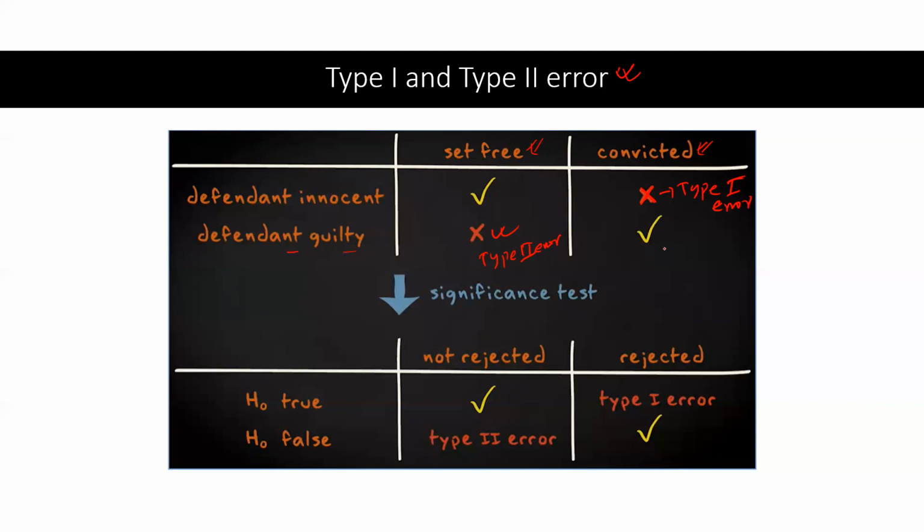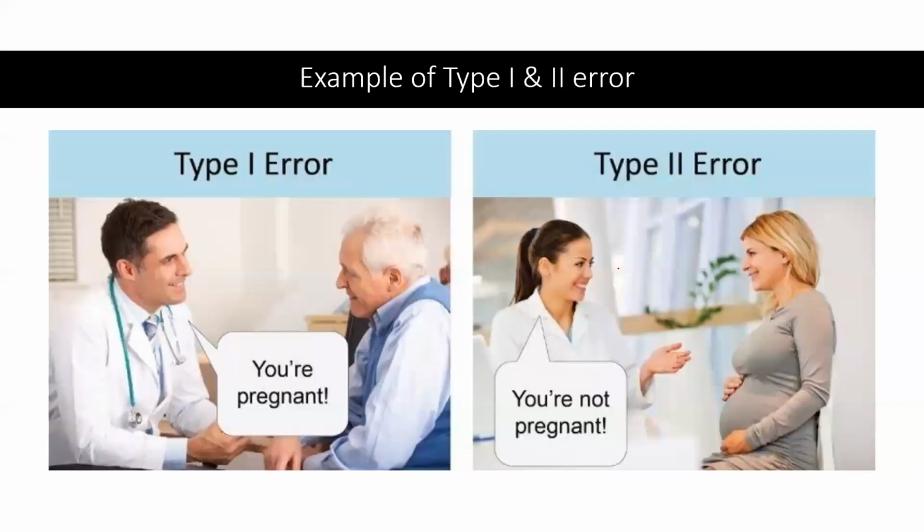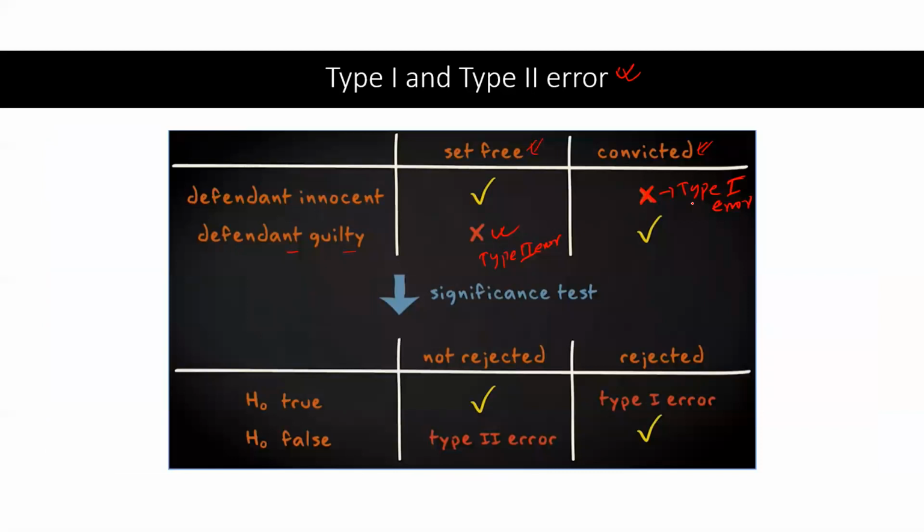One more example can be, suppose he's an old man. We know that he's an old man, he's not pregnant. A type 1 error example would be that we know he will not be pregnant, but people say that he's pregnant, then that is type 1 error. And type 2 error means she is pregnant, but the person says she's not pregnant, then that is your type 2 error. You can relate this with a similar example.